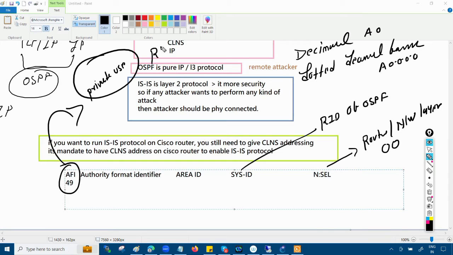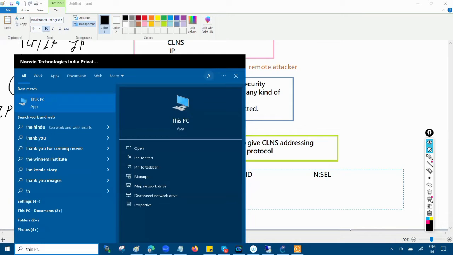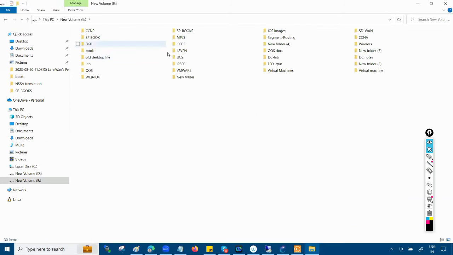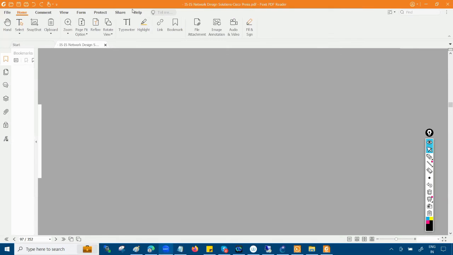Same like RFC 1918 addresses, we have the concept of public addresses and private addresses, right? Like that, we have AFI 49, which is only used for the private use case. Let me show you one thing here. On this PC I can open the speed books. I think this is the one I have, yeah. This one.